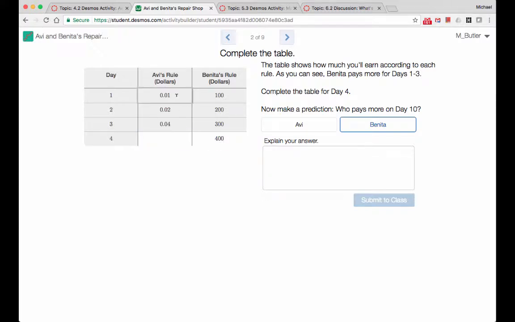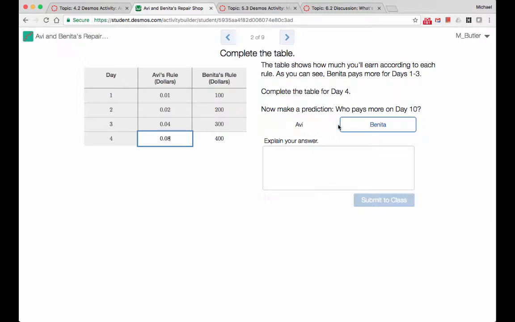Avi, on the other hand, is doubling it. She's not adding, she's multiplying. She takes the first day and multiplies it by 2. So you take a penny, multiply it by 2, and you now get 2 cents. Then she multiplies the 2 cents by 2 and gets 4 cents. So on the 4th day, we should get a grand total, a huge amount of money, of 8 cents.